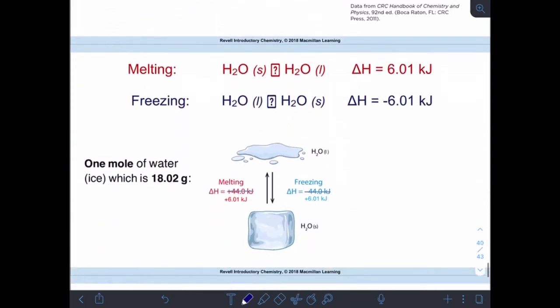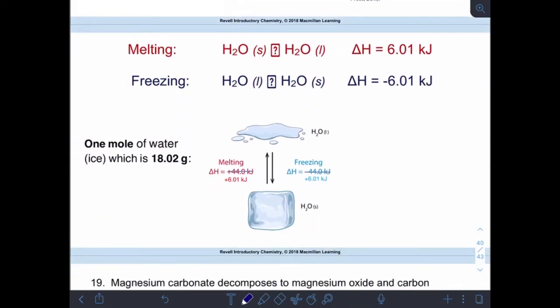All right, now our last topic is a thing called enthalpy, and it's related to heat. What this diagram is showing is that depending on which process we're talking about, melting and freezing have the same energy involved, but different sign. Notice that the energy on freezing is negative, and on melting is positive.